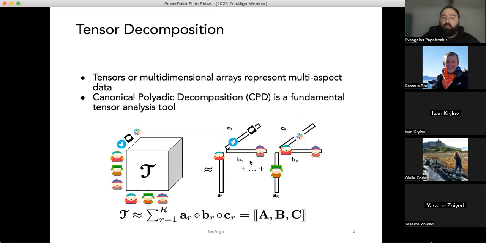I'm not going to go into algorithmic details, but essentially one would have to fit this model in some norm, and there are tons of different ways of doing that. Again, Rasmus would be a better person to talk about this than me. But let's just say that this model is extremely useful. This is our basic tensor model that we're going to be using throughout the talk.